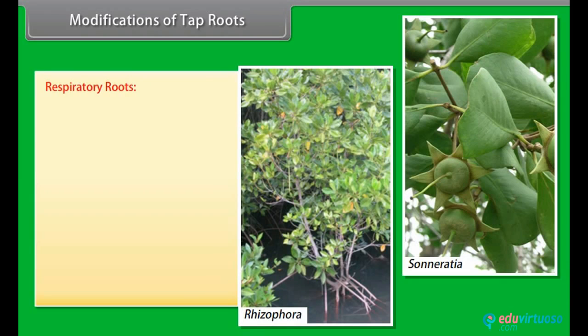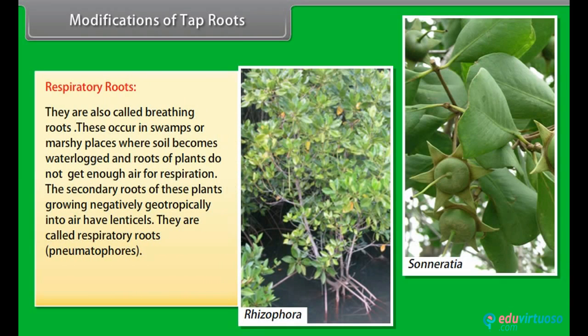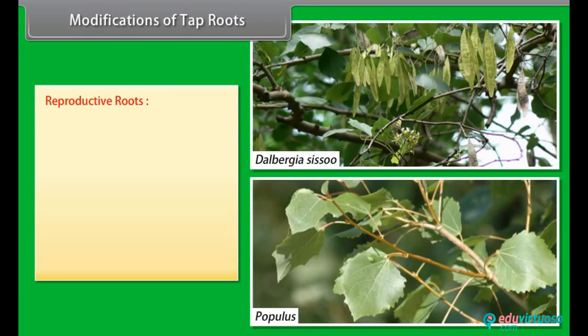Respiratory roots. They are also called breathing roots. These occur in swamps or marshy places where soil becomes waterlogged and roots of plants do not get enough air for respiration. The secondary roots of these plants, growing negatively geotropically into the air, have lenticels. They are called respiratory roots, pneumatophores. Examples, Rhizophora and Sonneratia.